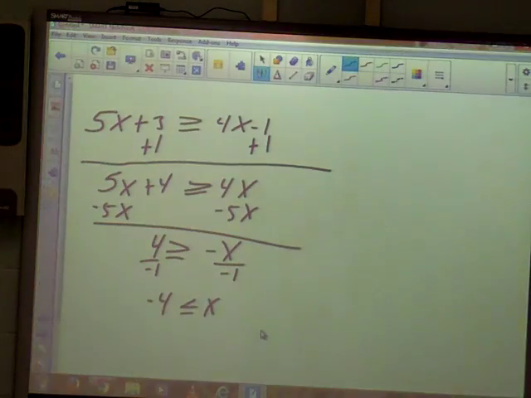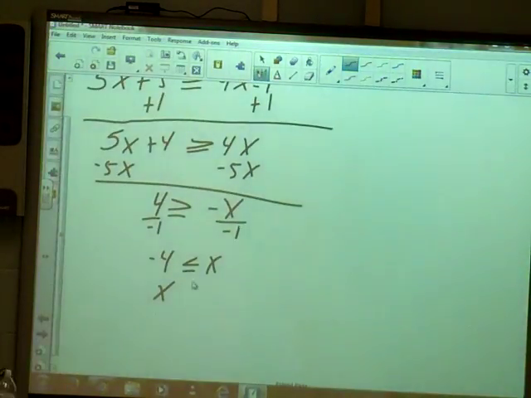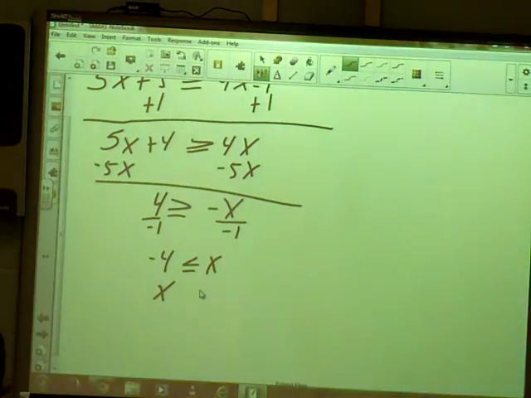So I'm going to rewrite this by putting the x first, and when I do that, my sign will flip back. Okay? It doesn't really flip. I'm just rewriting it in a different way, but y'all will look at it and think it'll flip.